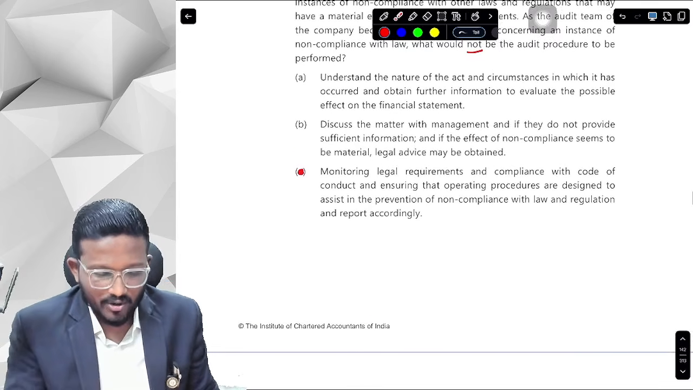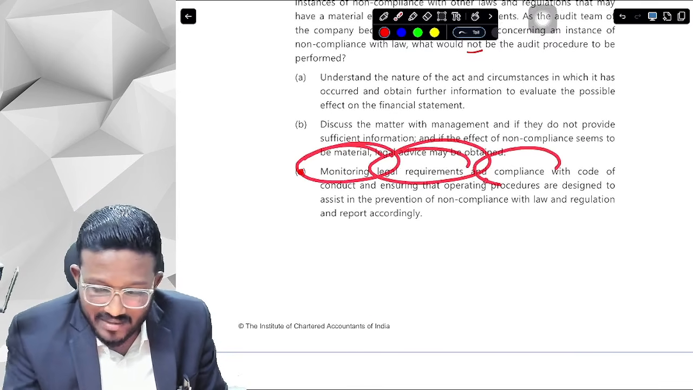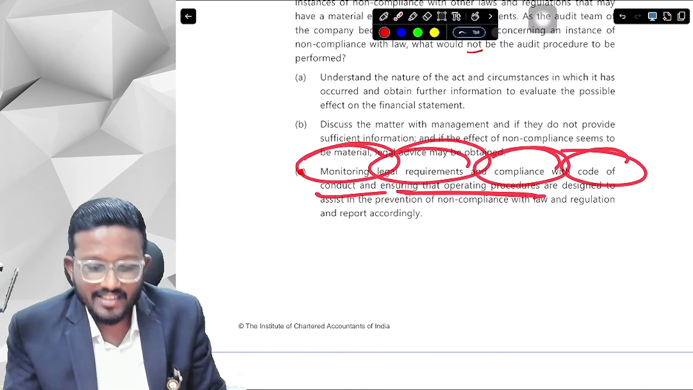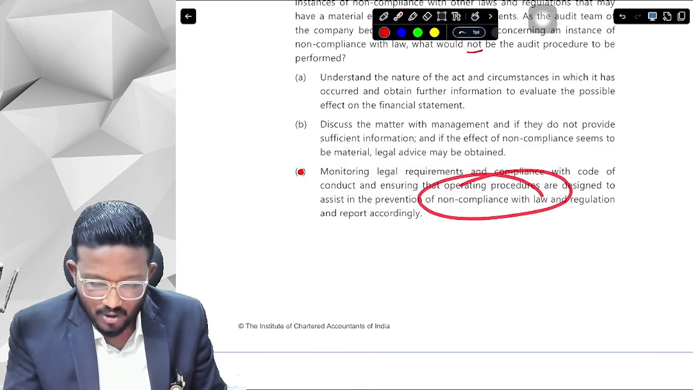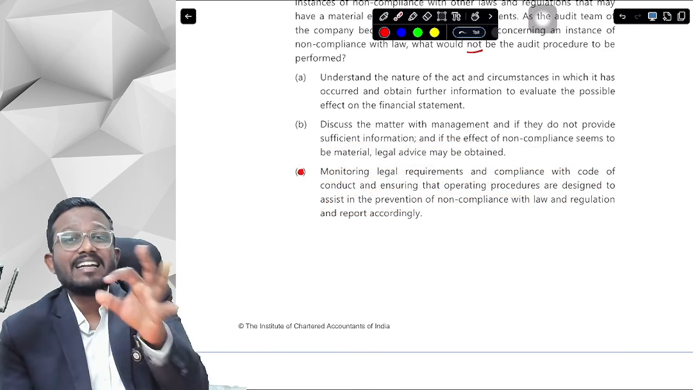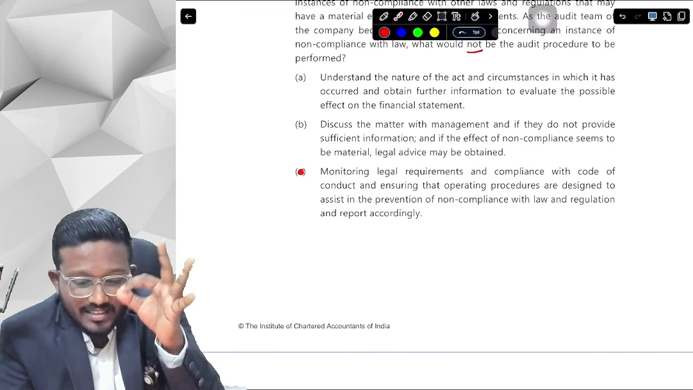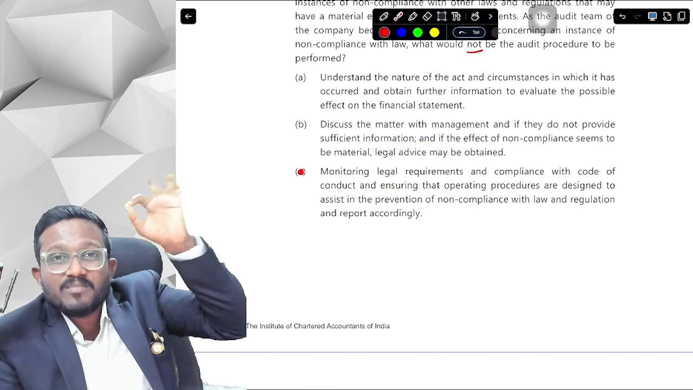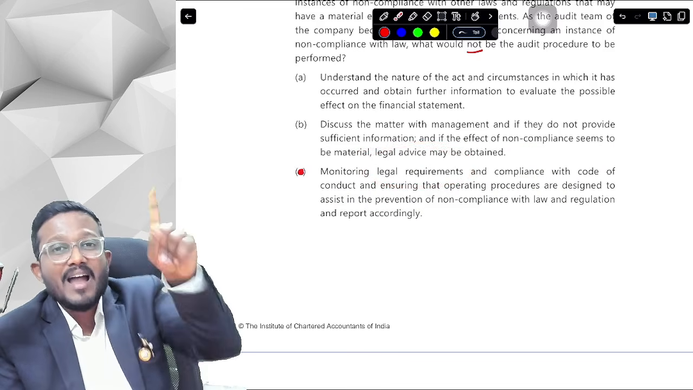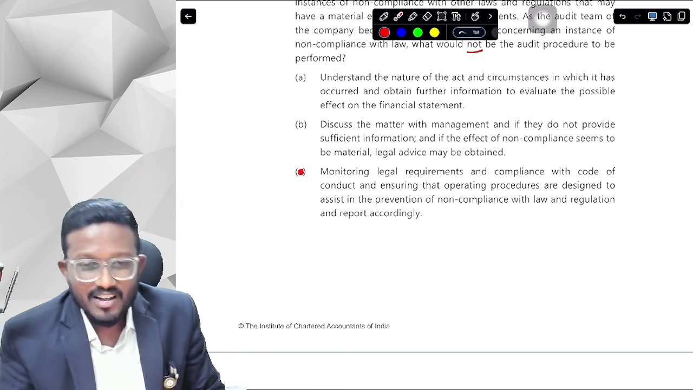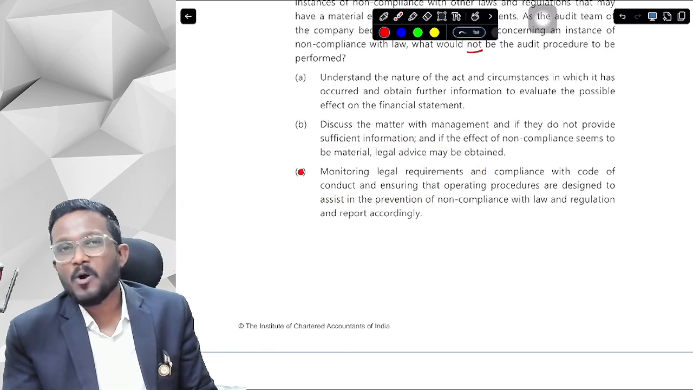But what we do not have to do is monitor the legal requirements and compliance with the code of conduct, and ensure that the operating procedures are designed to assist the prevention of non-compliance with law and regulation and report accordingly. It is not our responsibility to monitor the legal requirements. It is management's responsibility. We have to check, as an auditor, whether the management has complied with the legal requirements or not. So monitoring is the responsibility of management, not of the auditor.